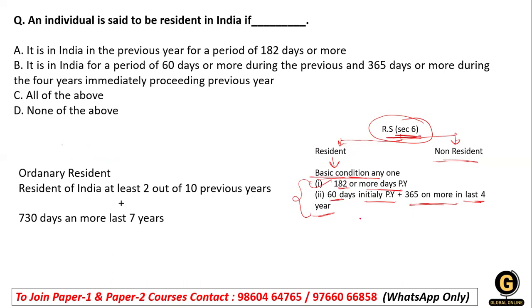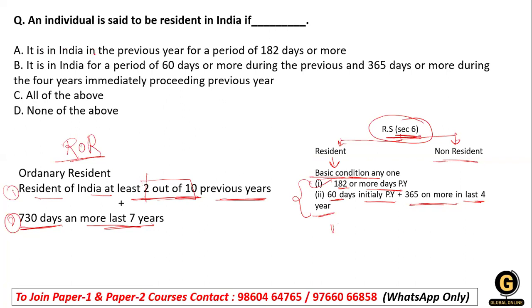Once it is clear that the person is a resident, then we will see whether the person is a resident and ordinarily resident. In case of ordinarily resident, he must fulfill two conditions at the same time: resident of India in at least 2 out of 10 previous years, and 730 days or more in the last 7 years. Clear? So the question is about statement one.